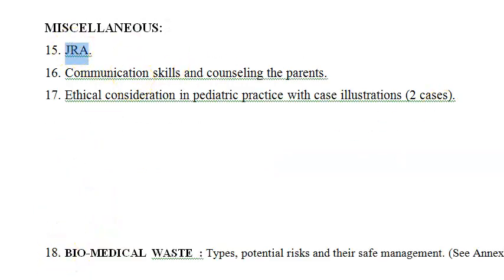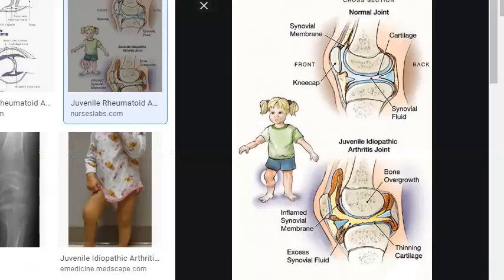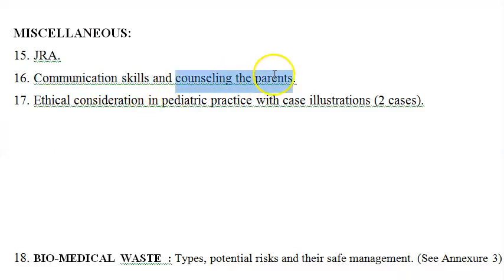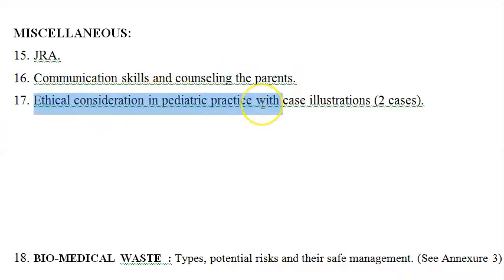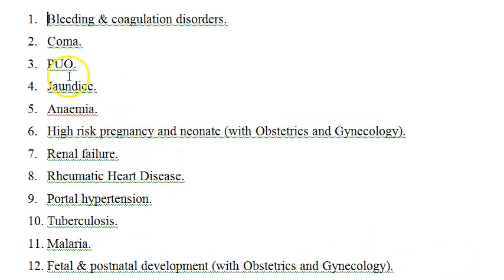JRA, what is JRA? Juvenile rheumatoid arthritis. How is it different? See, this is nothing to do with rheumatic fever, okay. This is rheumatoid arthritis. Then moving on, communication skills, counseling the parents, ethical consideration, etc. Biomedical waste management. This completes the syllabus. Let's see if we have left something. PUO, pyrexia of unknown origin. You have no idea why the person has fever, portal hypertension.